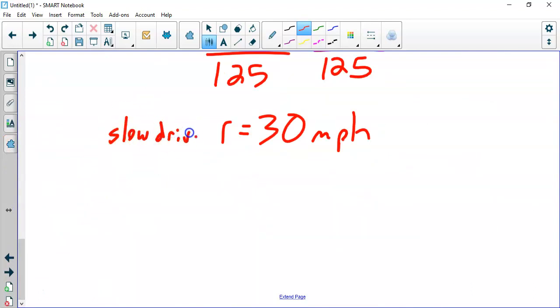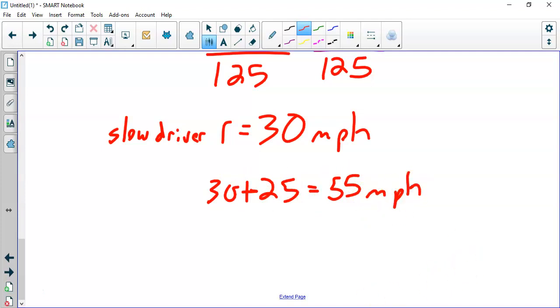Slow driver. Take 30 plus 25 and you get the 55 miles per hour, which is the fast driver. Cool? If you get a decimal on this problem, my advice to you, go back and rework it. These should be relatively nice numbers, okay? So just kind of food for thought on that one. Careful.